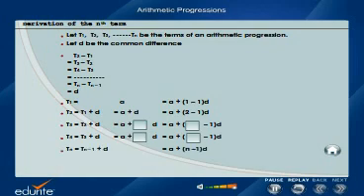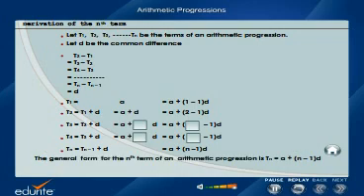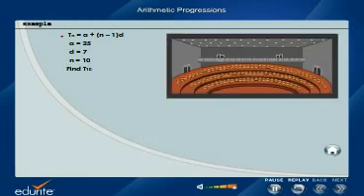Following the same pattern, we get the nth term Tn is equal to the (n minus 1)th term, that is Tn-1 plus D, that is equal to A plus (n minus 1) into D. The general form for the nth term of an arithmetic progression is Tn is equal to A plus (n minus 1) into D.